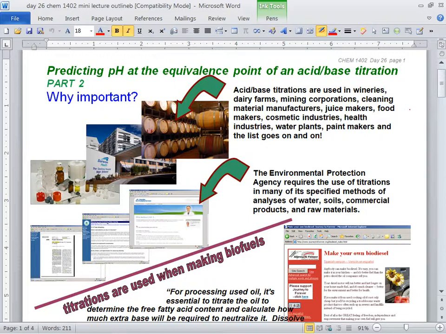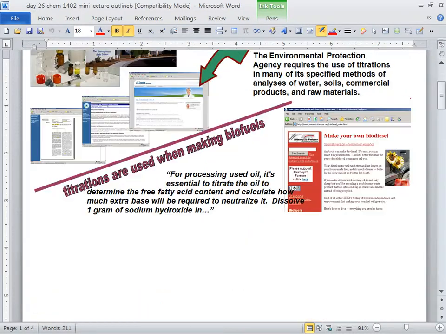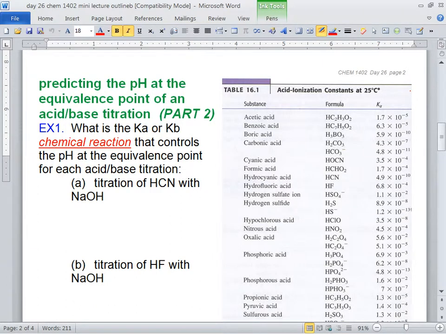So all that's left at the equivalence point is the conjugate base. So then you have to write a Kb reaction. We do ICE, and then we get the pH. So that's what we're going to do today. We're going to finish the whole story. But let's do a little practice first.